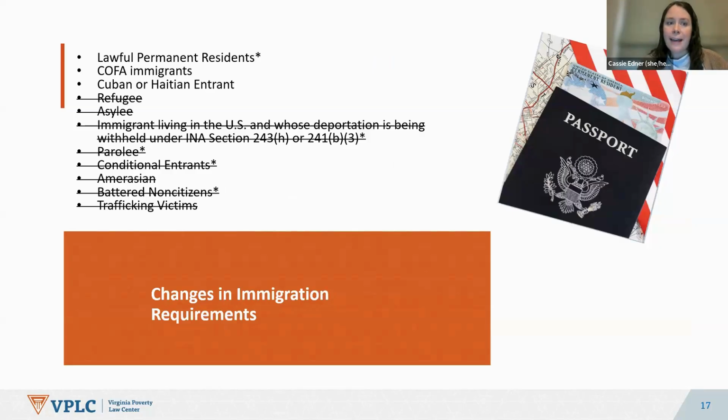One of the other significant changes under this bill was changes to immigration requirements. Prior to these changes, you had to be a qualified immigrant in order to get benefits. Refugees, asylees, certain individuals with deportation being withheld, parolees, conditional entrants, battered non-citizens, and trafficking victims could all get SNAP benefits. Under these changes, they only allow now lawful permanent residents, COFA immigrants, and Cuban and Haitian entrants to get SNAP benefits.